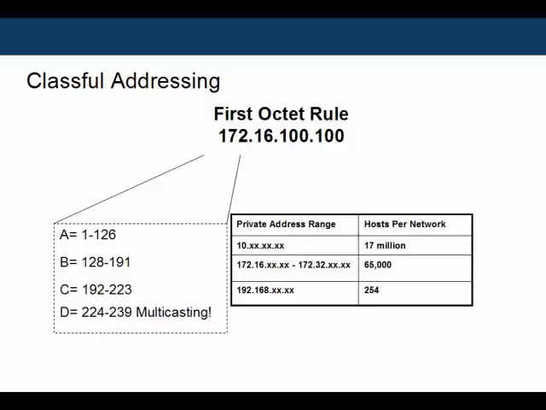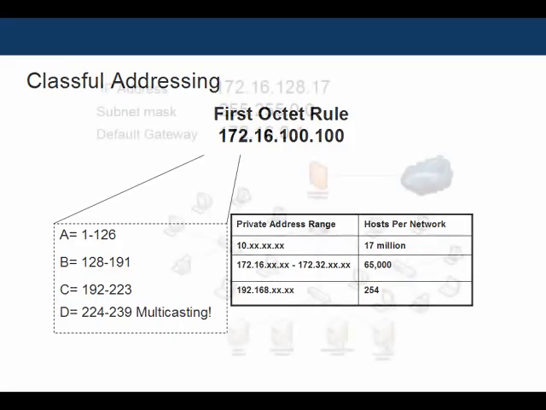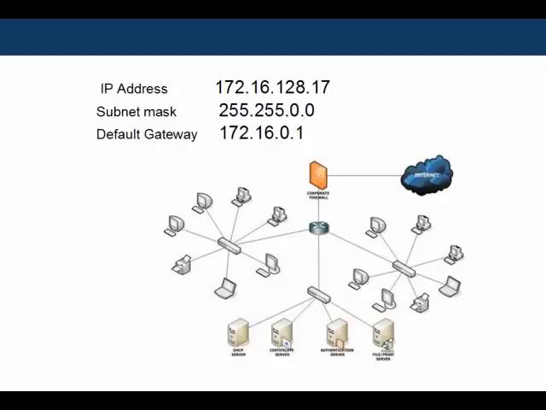The private non-routable IP schema for an A-class address is 10.x.x.x. For a B-class, it is 172.16.x.x to 172.32.x.x. And for a C-class address, it is 192.168.x.x.